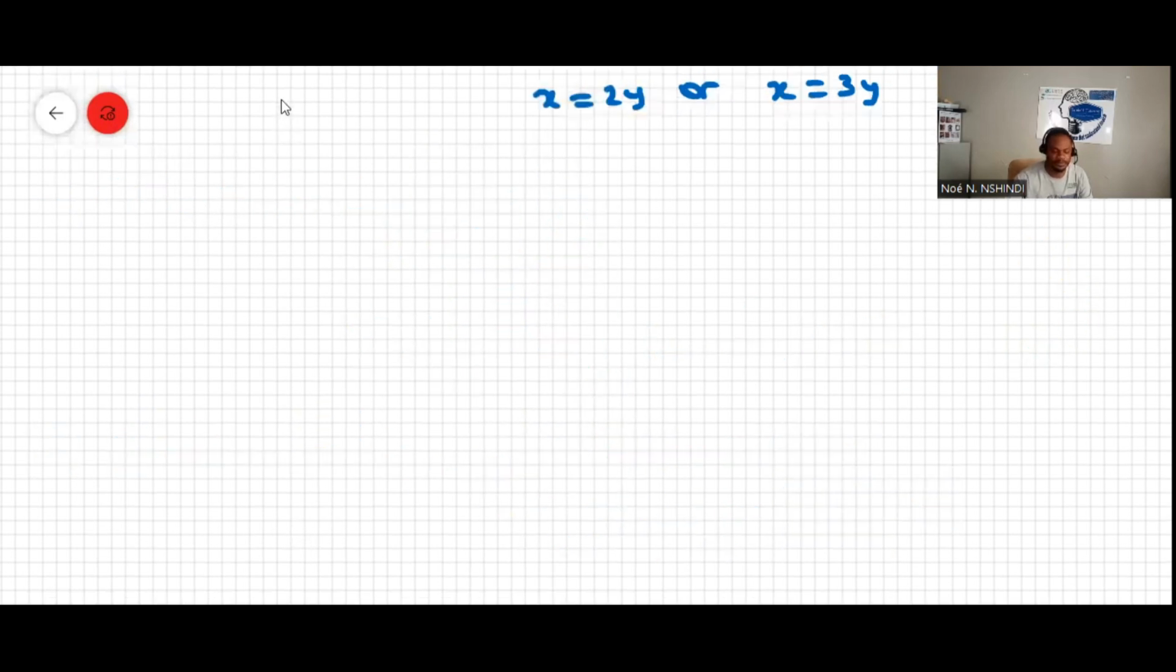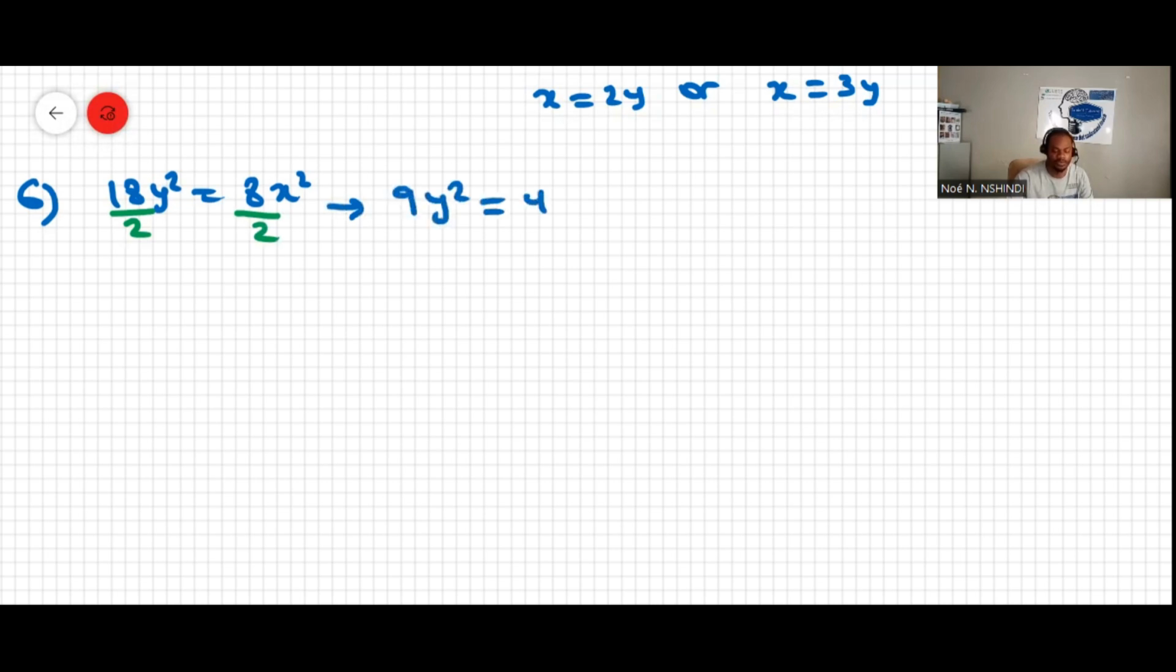And then question 6, you have 18y squared equal to 8x squared. Now, over here, we can simplify the equation. They're both multiples of 2. If I divide by 2, I get 9y squared equal to 4x squared. And they're both square numbers. Let's first switch the sides. It's going to be 4x squared equal to 9y squared.